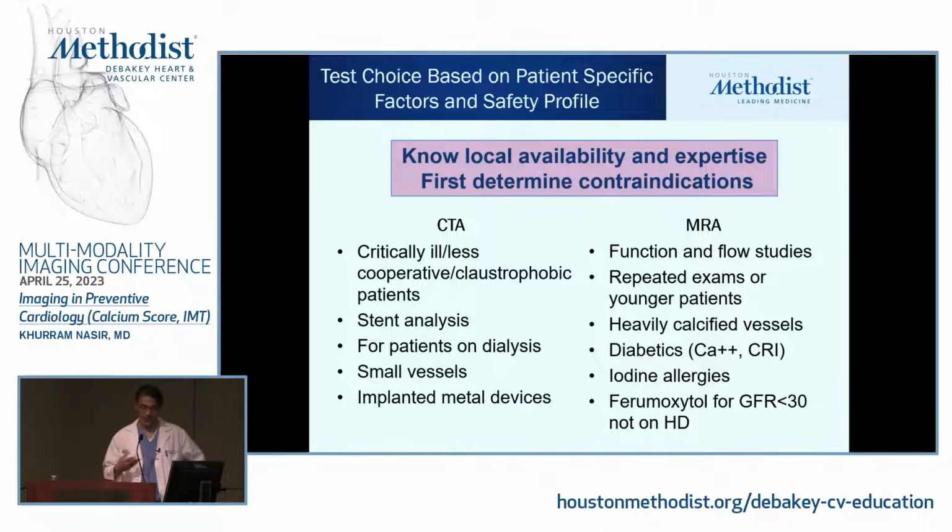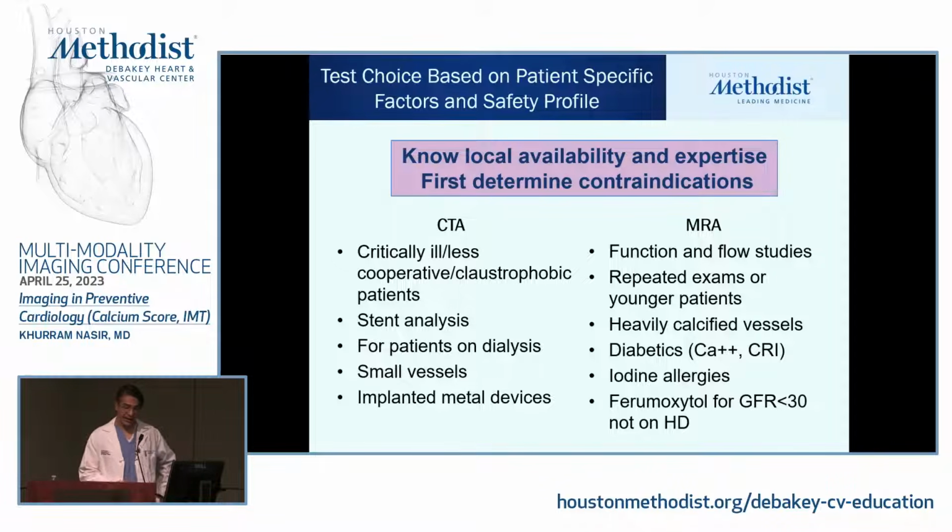So if I were to give you advice on what to choose, you have to know your local availability and expertise available. Know your patient, the test characteristics, its risks, and any contraindications. But just an idea, maybe, to help you: CTA for those who are critically ill, less cooperative, more claustrophobic. If you need stent analysis, maybe for patients who are on dialysis, smaller vessels, implantable metal devices.